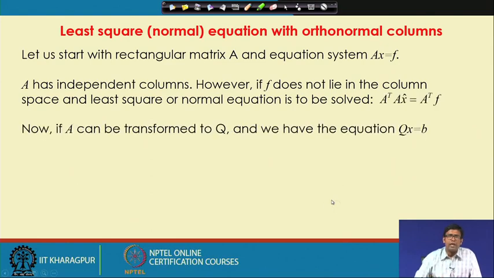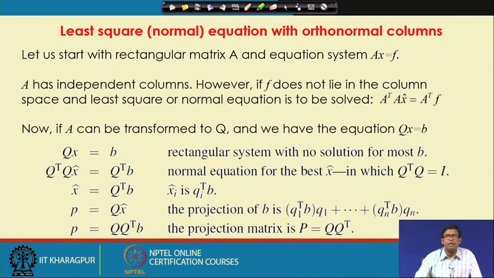Now, in some way we transformed A to Q, and we will look into this transformation. The equation is now Qx = b. So, we did some matrix operations on A and got the form A = Q, where Q has orthogonal columns. Qx = b is a rectangular system with no solution for most b. If b does not lie in the column space of A, there is no solution.